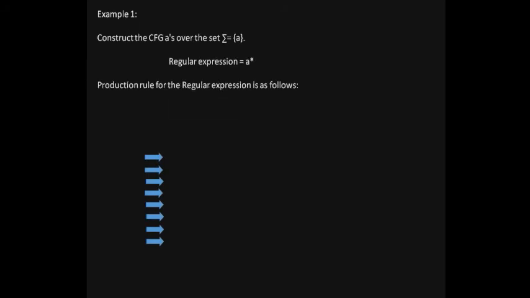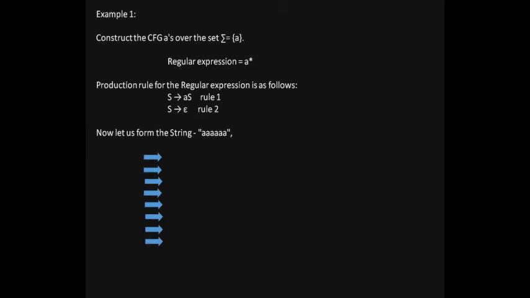Let's take an example and form the regular expression a star, and here we will use the production rules for the regular expression. Here two rules are given and we will use these two rules to form the following string. Now let's begin forming the string.